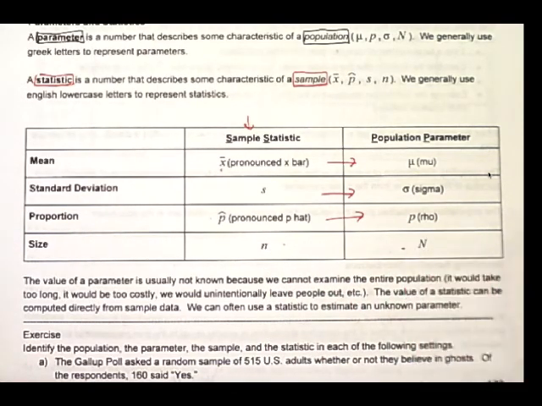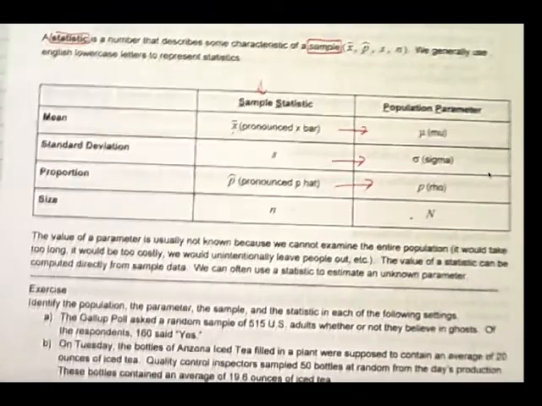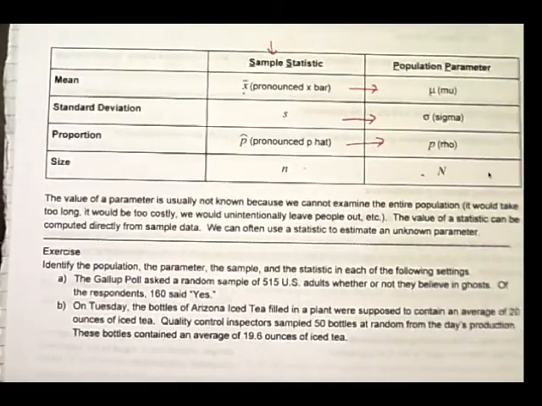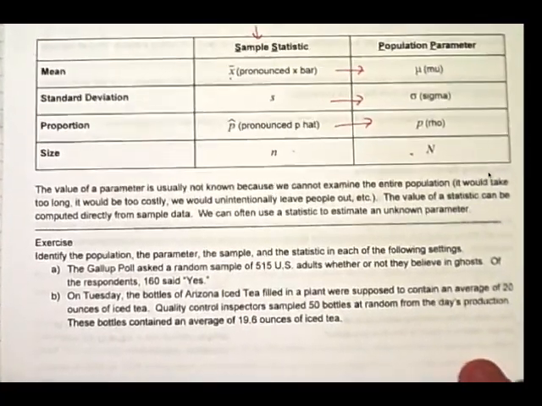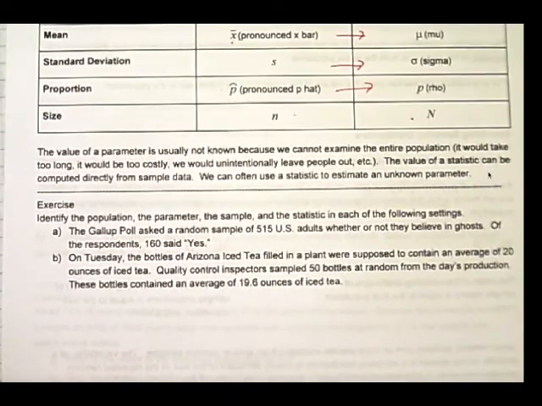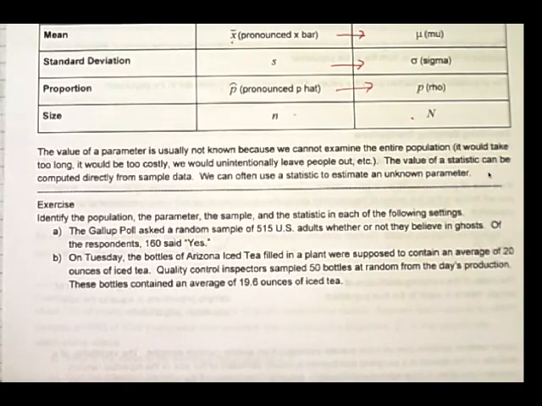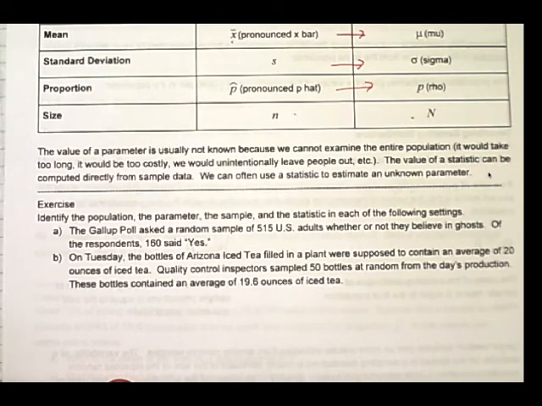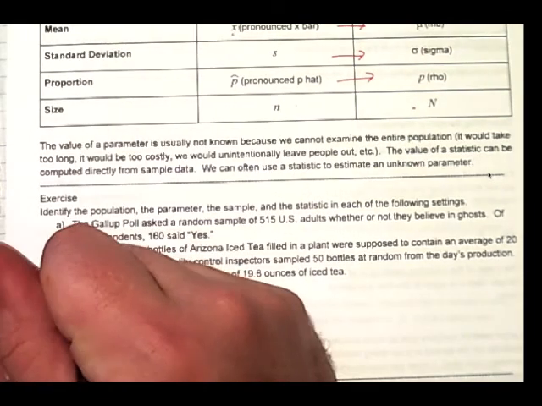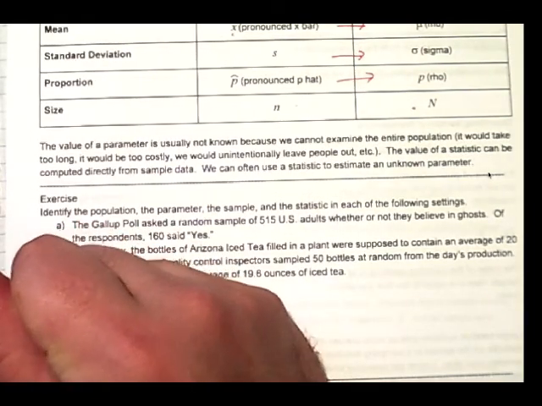Okay, so let's try this exercise. It says identify the population, the parameter, the sample, and the statistic in each of the following settings. Part A says the Gallup poll asked a random sample of 515 U.S. adults whether or not they believe in ghosts. Of the respondents, 160 said yes. So let's talk about what each of these things means for part A.